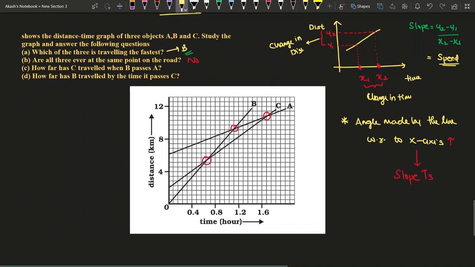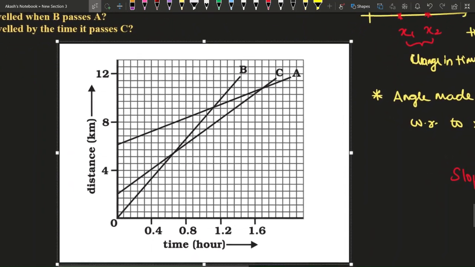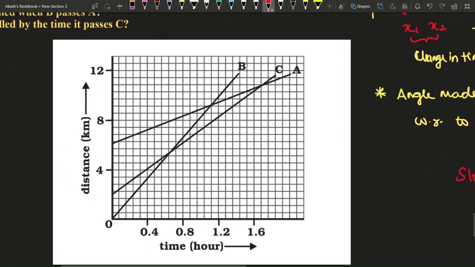Fine, clear. The next point, how far C traveled when B passes A? That you need to find out. For that, we need to zoom up the graph. You need to find out at what point B passes A. B is passing A at this particular point. At this particular point, where is C? C is here. So we need to calculate the distance traveled by C at this particular point.